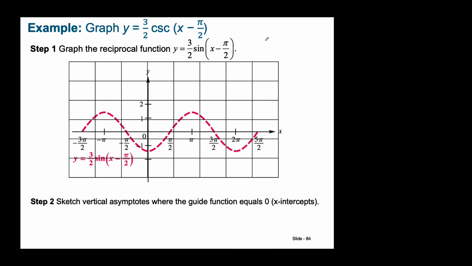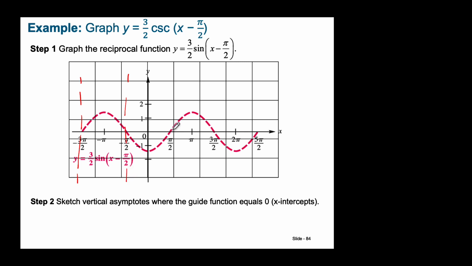All right, so first one, step 1. Graph the reciprocal function y equals 3/2 sine of x minus pi over 2. That is right here, okay? So if you go through A, B, C, D carefully, you will end up with this graph. That's the reciprocal function. Next, we see wherever it equals 0, and we know that those are going to be vertical asymptotes for cosecant.